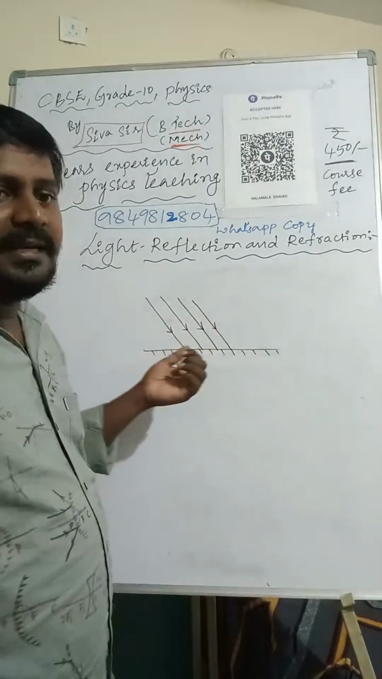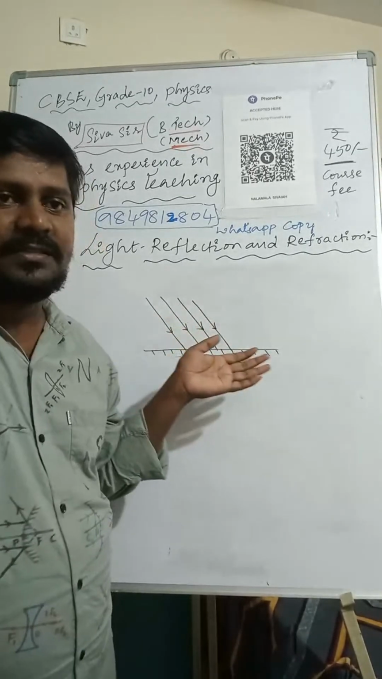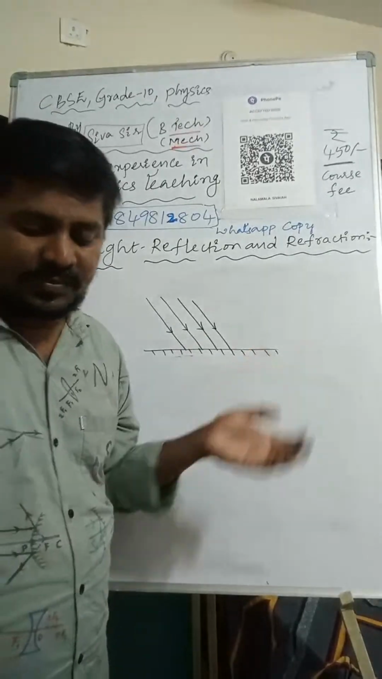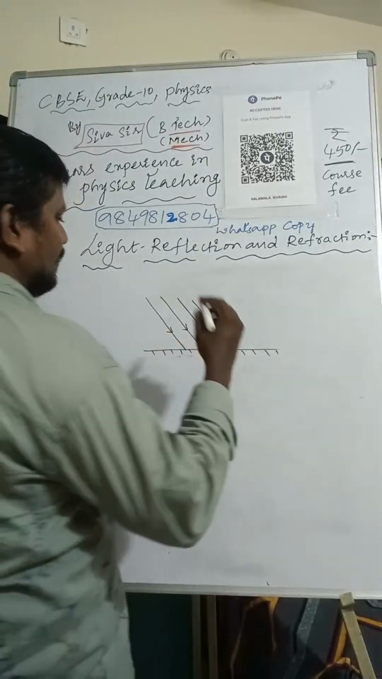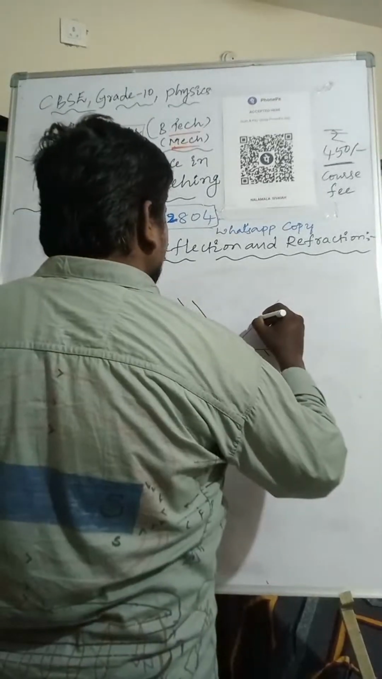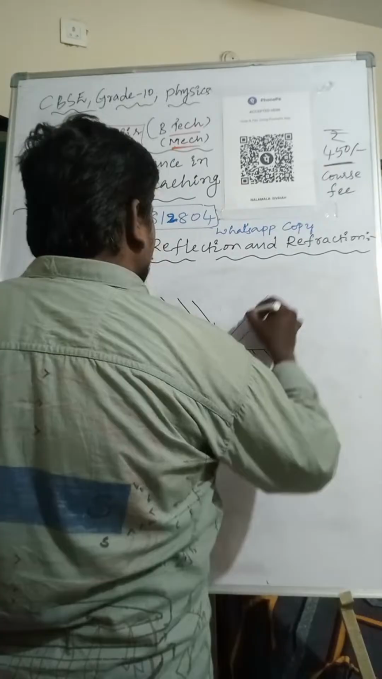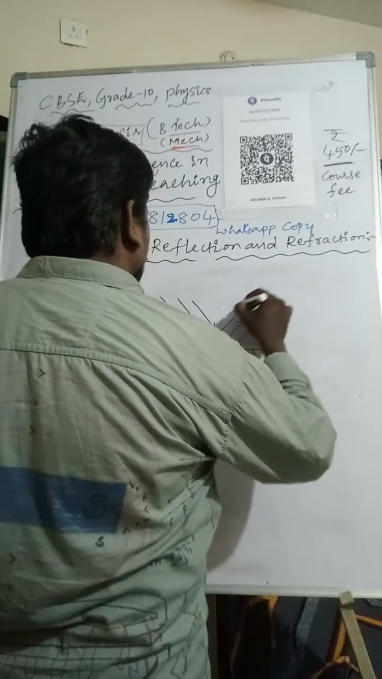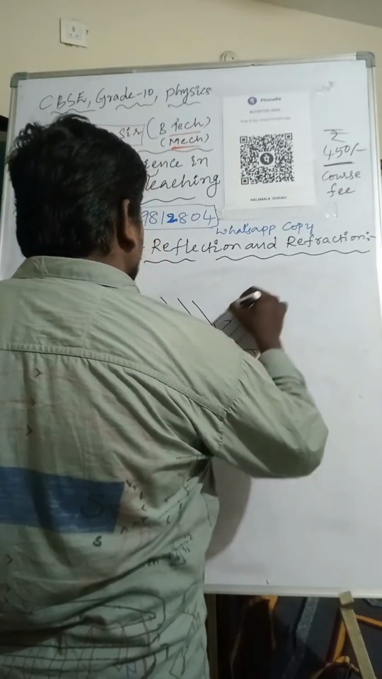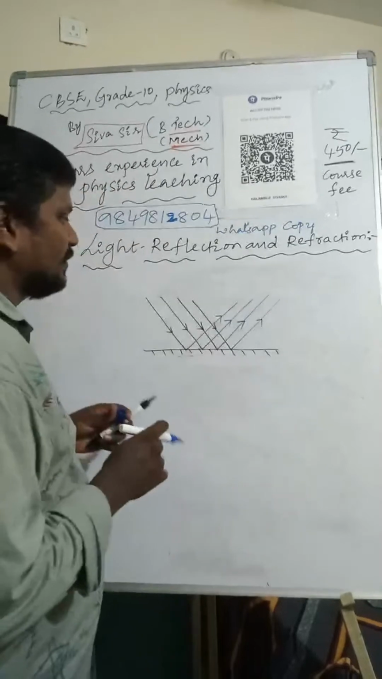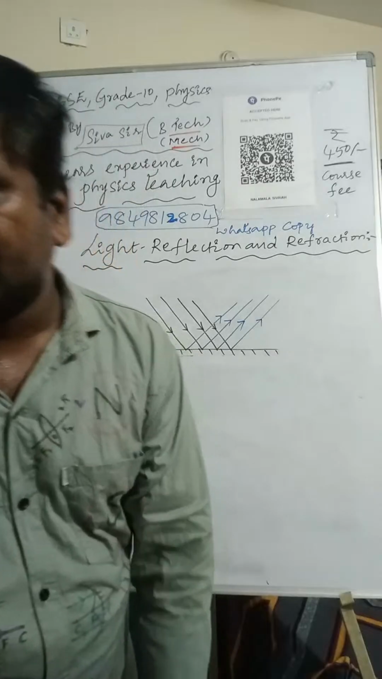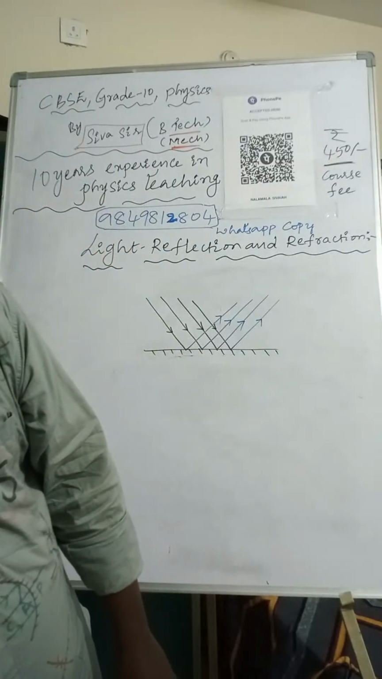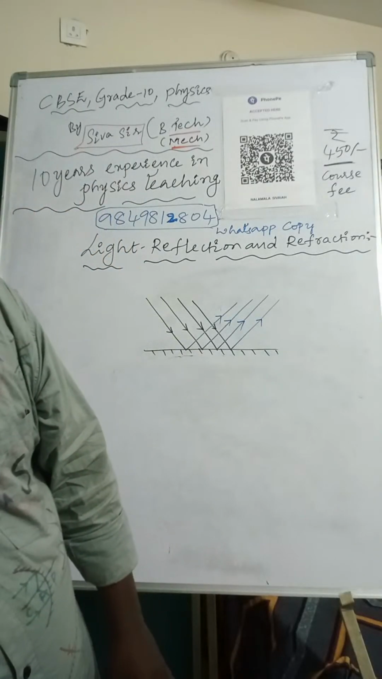The incident rays falling on its surface are parallel to each other. The reflected rays, here you can see, are also parallel to each other. That type of reflection is called regular reflection.